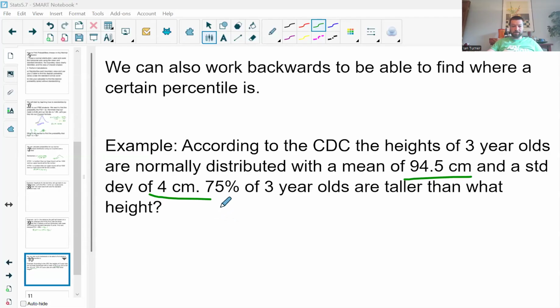So 75% of 3-year-olds are taller than 91.5 centimeters. Is that what it was? 91.5? 91.8, sorry. 91.8. Okay? Which makes sense. 75% of 3-year-olds are taller than 91.8 centimeters. Our mean was 94.5. So that would be 50% of 3-year-olds are taller than 94.5. So it makes sense it goes down to get more people included in that 75%.